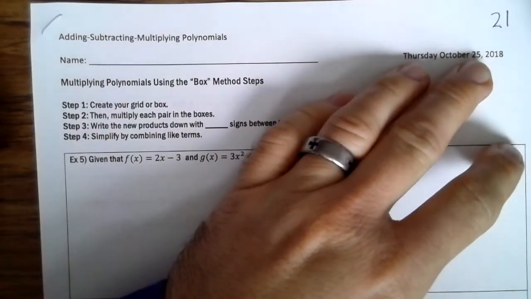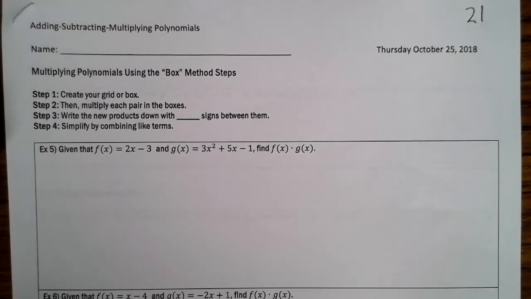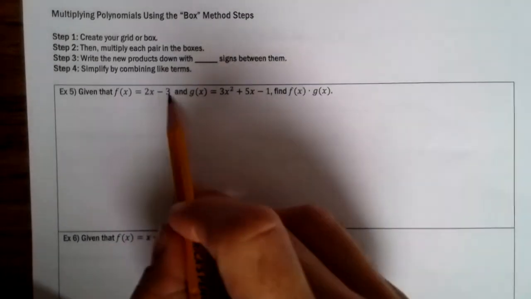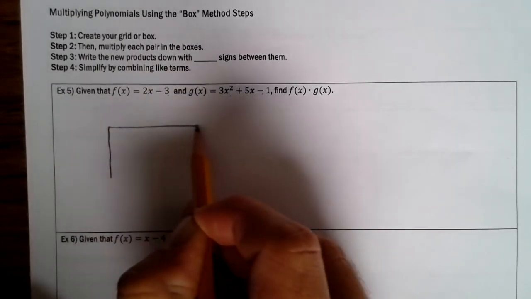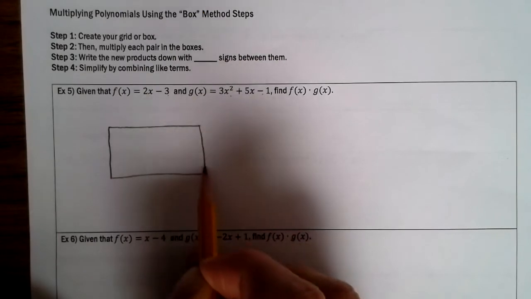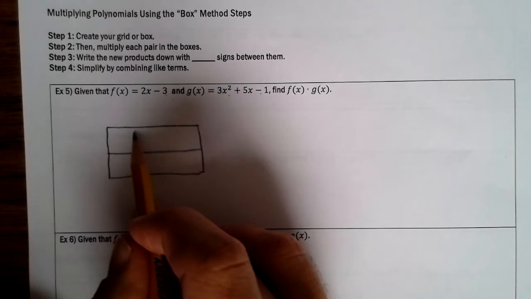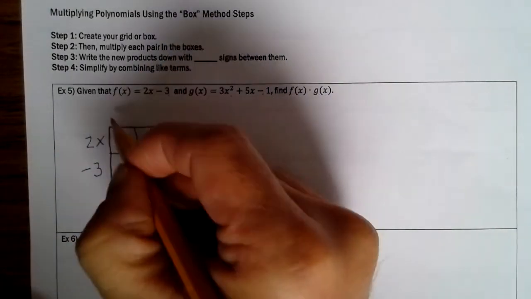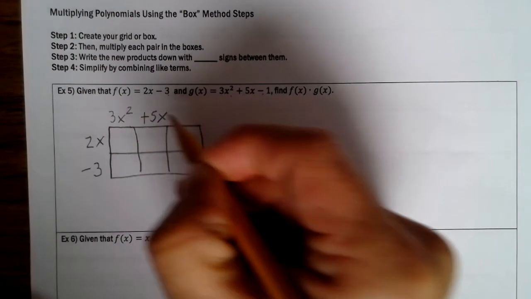Okay? So now let's look at multiplying polynomials using the box method. Step 1, create your box. So here, this has 2 pieces and this has 3, so it's a 2 by 3 box. So we have 2 because of that, and then we have 3 because of that term. Okay, so the 2x minus 3 is here, and then the 3x squared plus 5x minus 1.